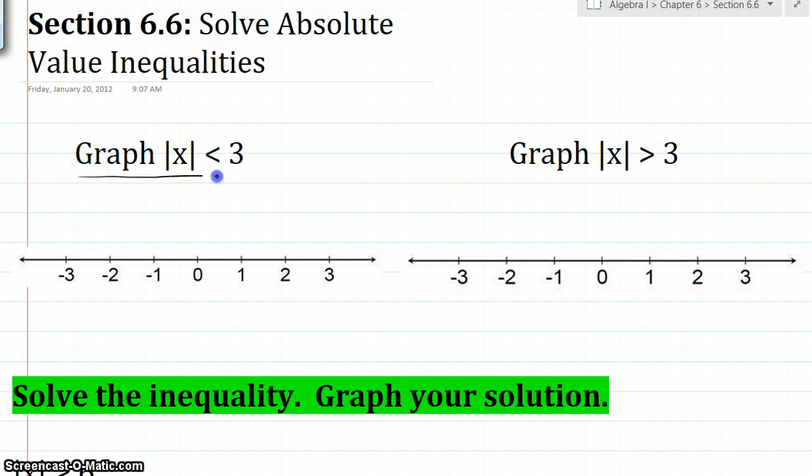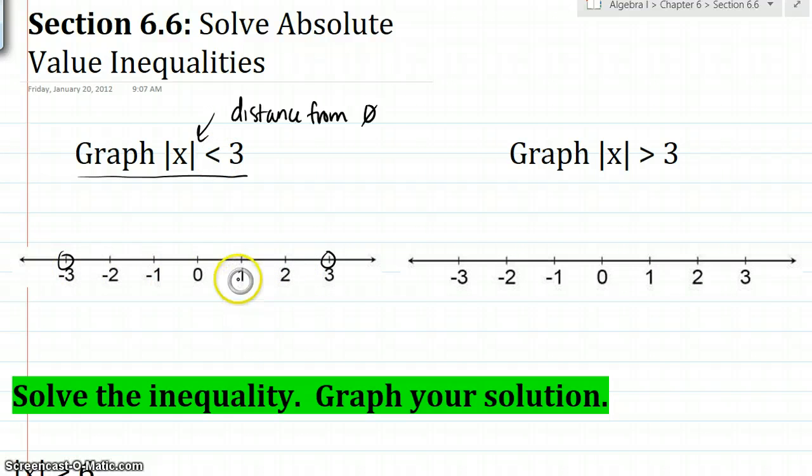So if we look at this first one, we want to graph the values of x, the absolute values of x, that are less than 3. Now remember, absolute value means the distance from 0. So I want to graph a distance that's less than 3 to 0. So that means that I need to put a dot at 3 and negative 3, because remember, this x could be positive or negative, we don't really know. And they're open because it's not or equal to. And I want a distance that's less than 3. So I could have a distance of 2, 1, 0, but I can't have anything greater on either side. So I'm going to shade in between these two dots.